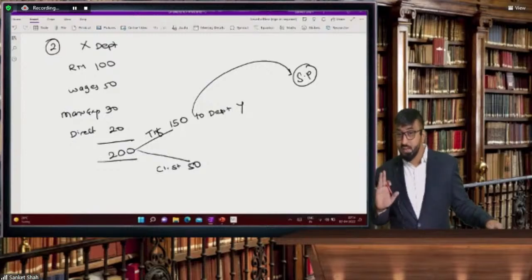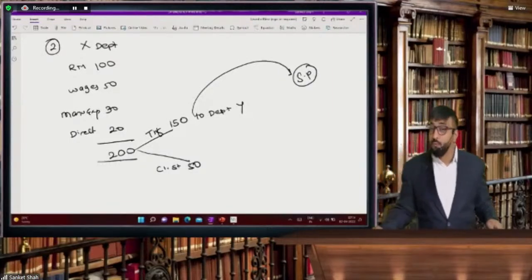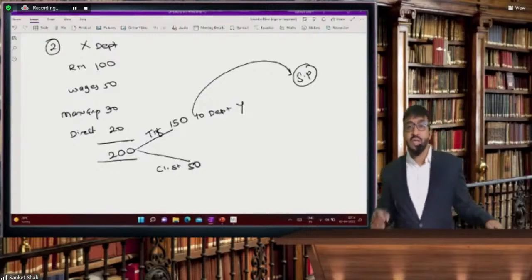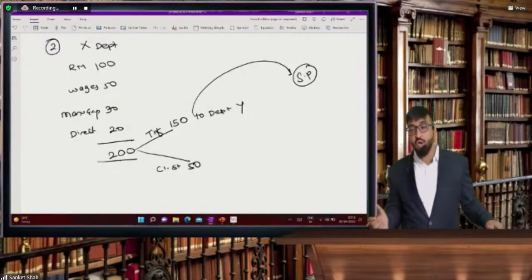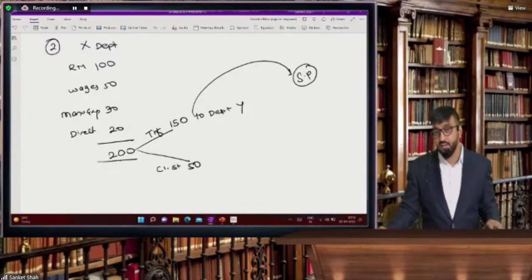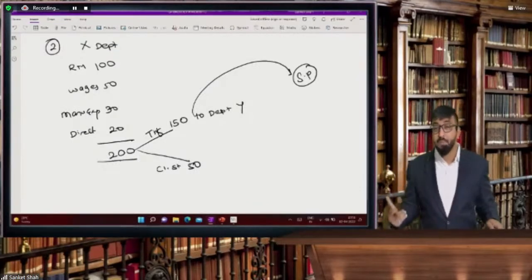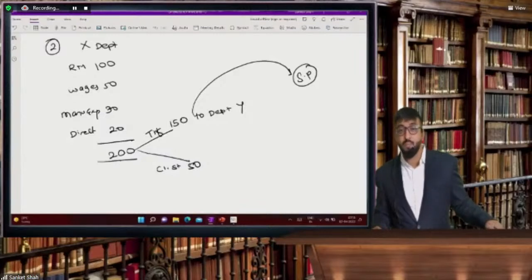मैं वापस एक बार हिंदी में बोलता हूं. एक्स डिपार्टमेंट की खुद की कॉस्ट है 200 रुपया. Raw material, wages, manufacturing expenses, direct expenses, 200 rupees is X department's cost. Very easy. X department थोड़े गुड्स Y डिपार्टमेंट को ट्रांसफर कर रहा है 150 रुपीज, and the remaining is closing stock. बचा हुआ उनका क्लोजिंग स्टॉक. So 150 and 50, we are dividing it in two parts.